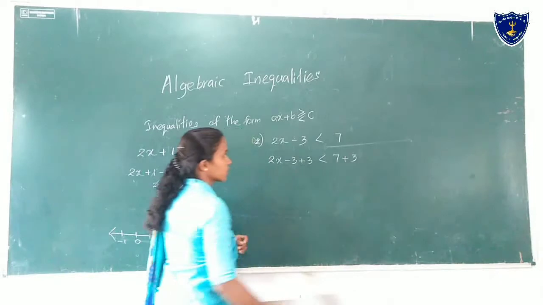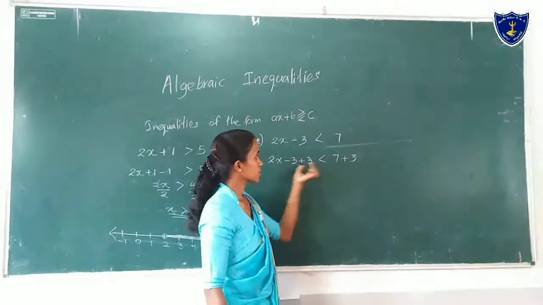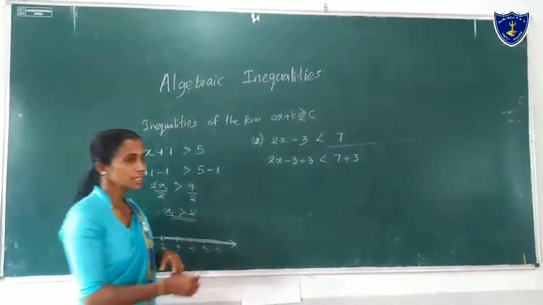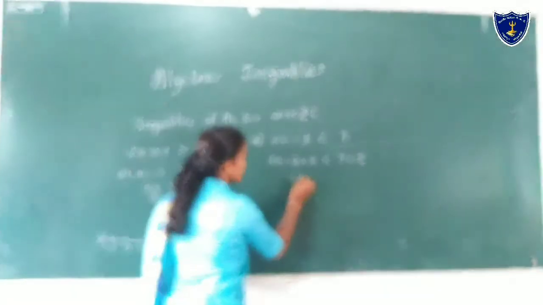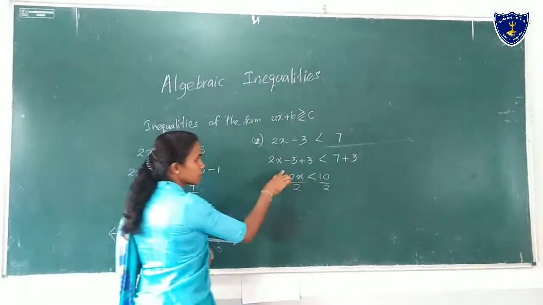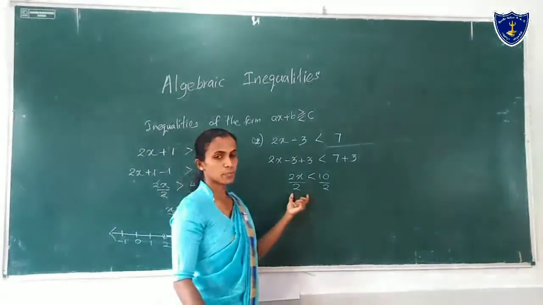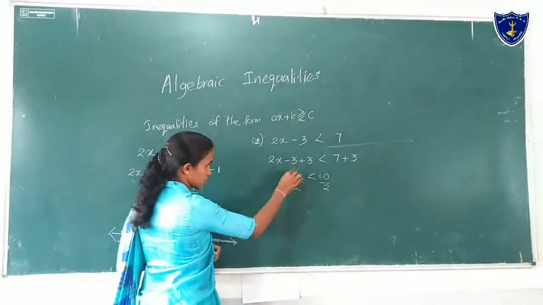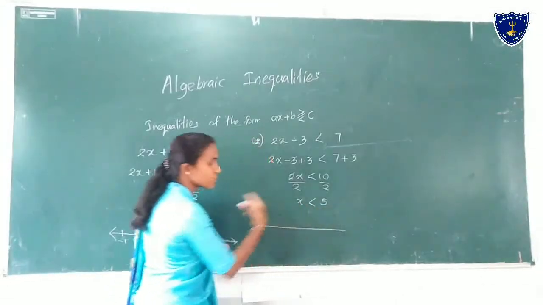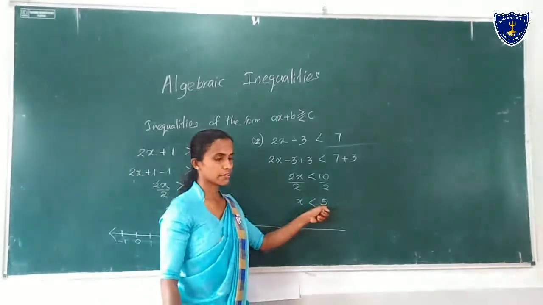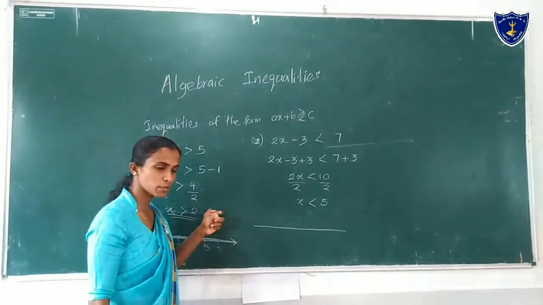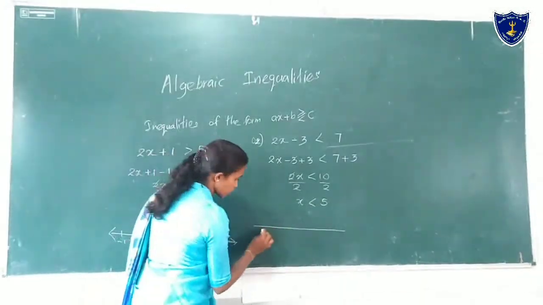Here, when adding the same number to both sides of an inequality, there is no need to change the inequality symbol. Then 2x < 10, divided by 2. Here, both sides are divided by positive 2, so no need to change. x < 5. Then, what are the integral solutions? 4, 3, 2, 1, 0, negative 1, negative 2. These are the integral solutions.